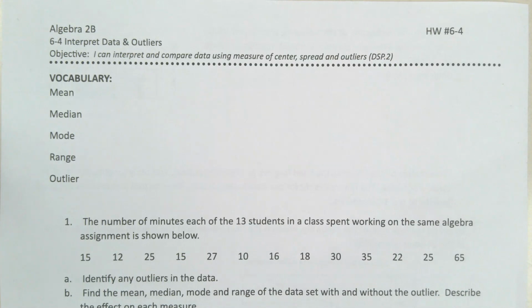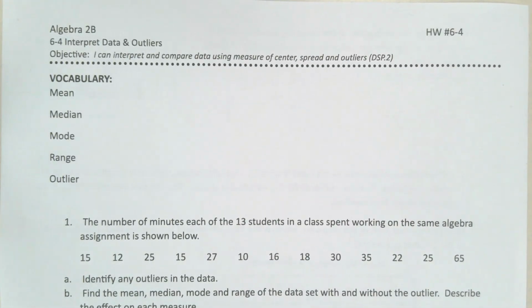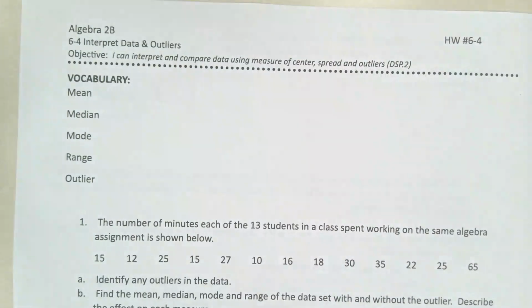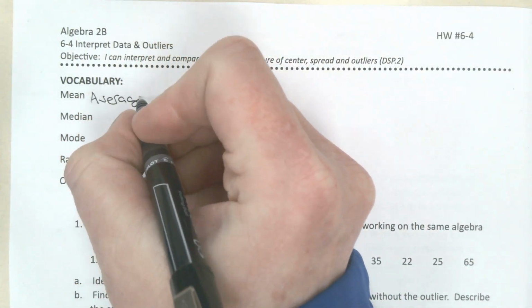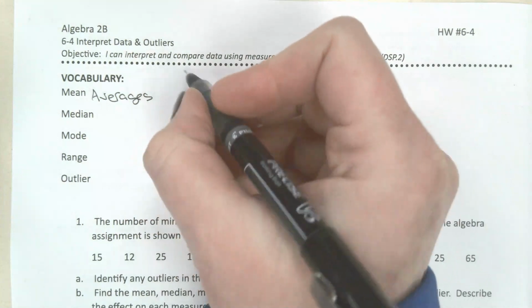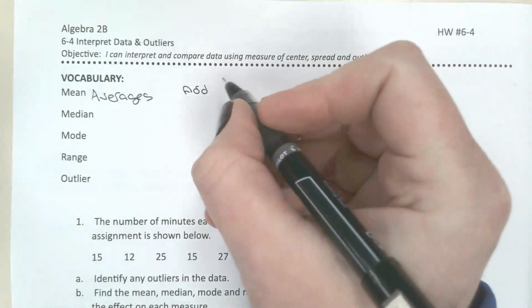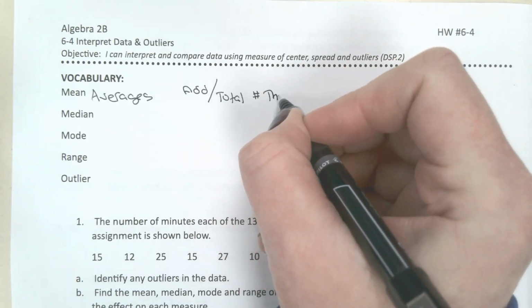Hey Algebra 2, today we are going to talk about some data and outliers. A lot of it is stuff that you already know, so I just wanted to go over a few things. The mean, you should recall, is one of the ways that you can calculate the average. So we typically call the mean the average. And here you are just going to add and divide by your total number of things.